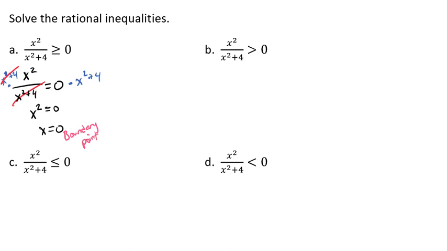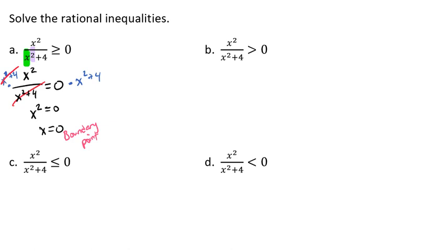The reason that 0 is our only boundary point is because it doesn't matter what we plug into the x's spot. Because it's an x squared, we will never be able to have a 0 in the denominator. So for all of those real numbers x, we're going to have a non-zero real number there. So our only boundary point is the 0.